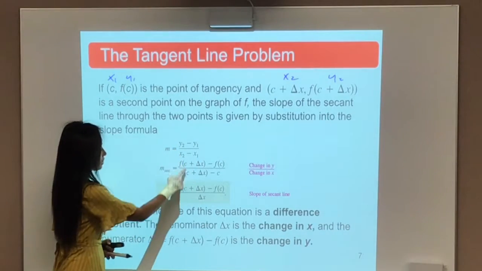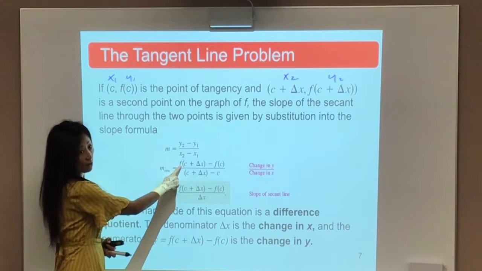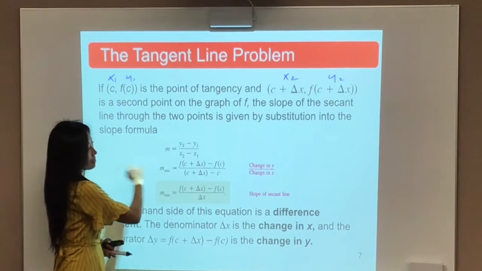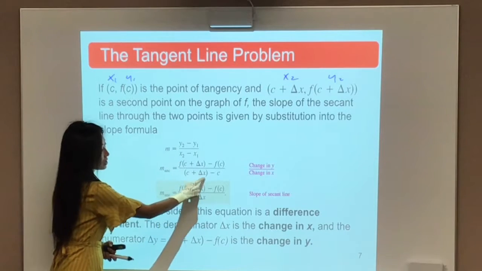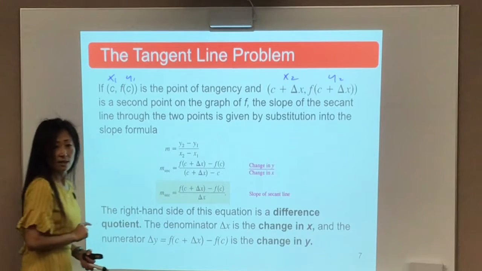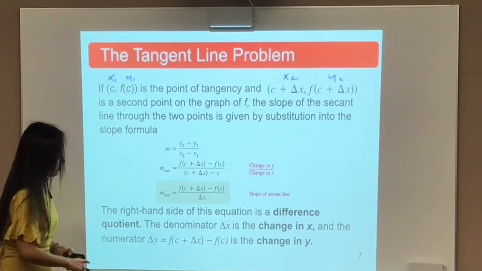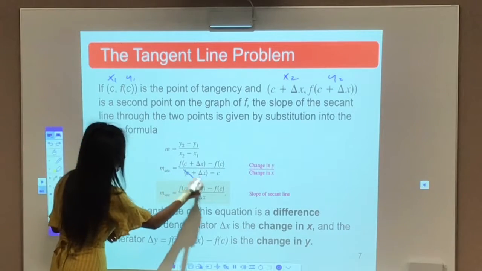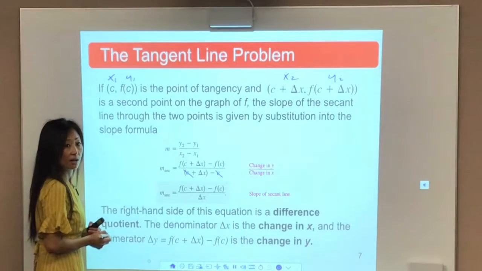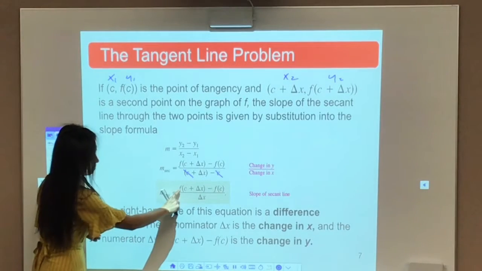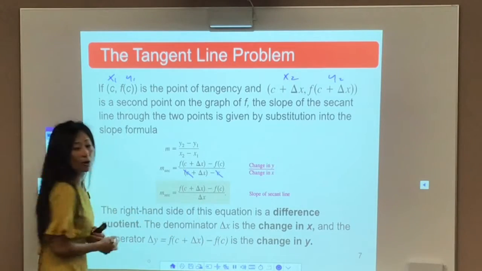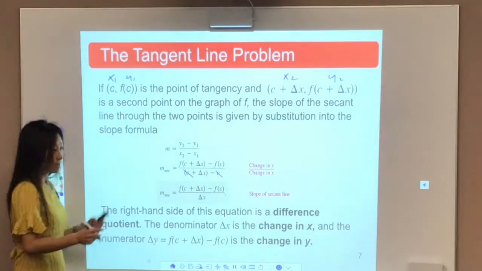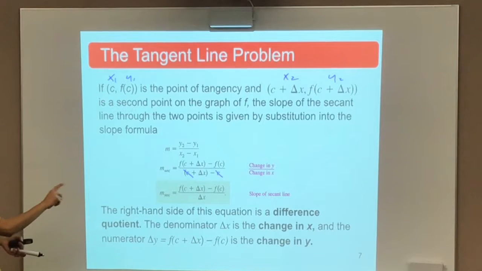So you know what y2 is, which is this: f of C plus delta x minus f of C. What's x2? C plus delta x minus C. Is everybody with me? Let's just simplify that. Then C and C cancel out. Right? So what do you have now? f of C plus delta x minus f of C divided by what? Delta x.